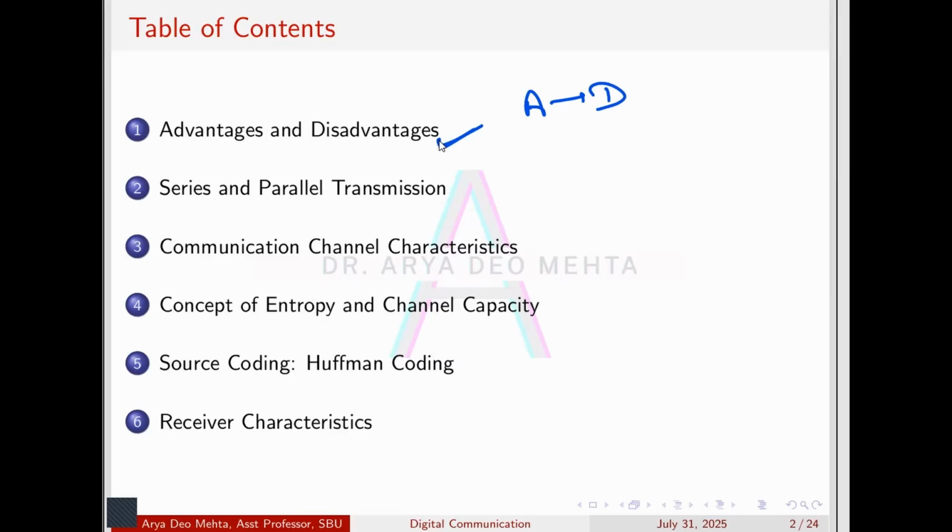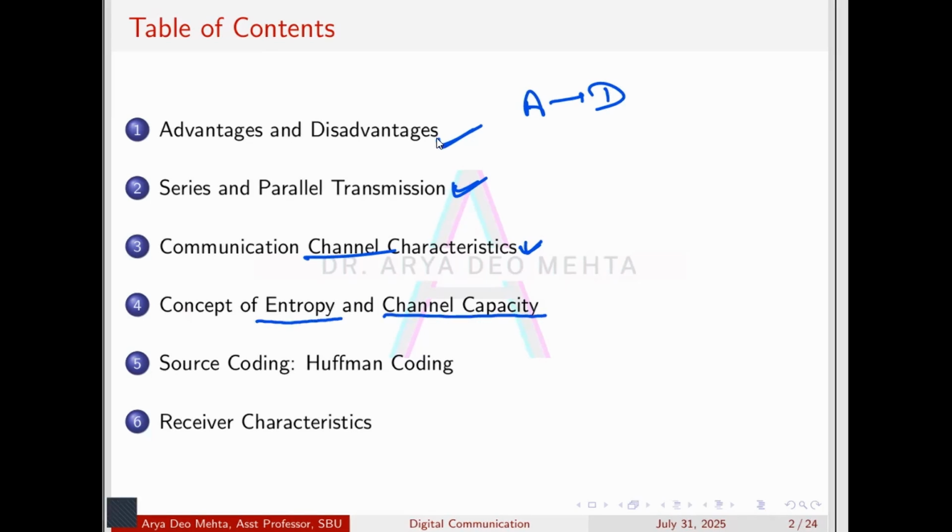We'll discuss serial and parallel transmission. We'll discuss communication channel characteristics: what a channel is and how channels can differ. We'll cover a very important topic, information entropy and channel capacity. These are very important things that we'll be touching.